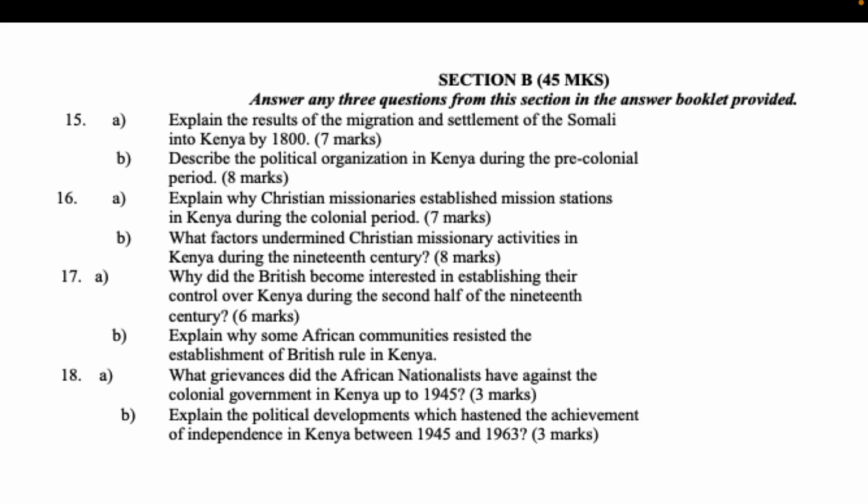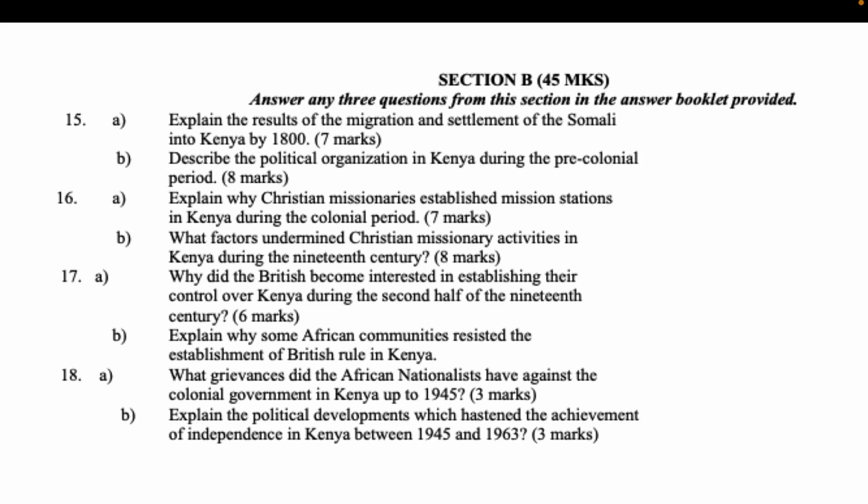8 marks. 16. A. Explain why Christian missionaries established mission stations in Kenya during the colonial period. 7 marks. B. What factors undermined Christian missionary activities in Kenya during the 19th century? 8 marks. 17. A. Why did the British become interested in establishing their control over Kenya during the second half of the 19th century? 6 marks.